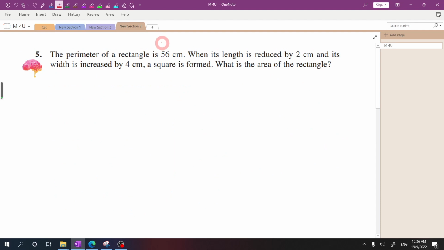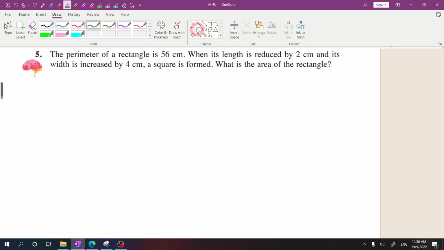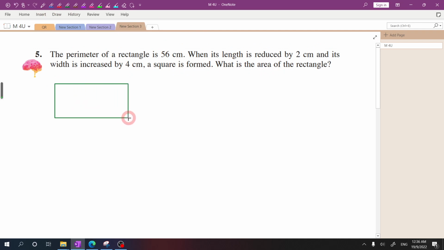Okay, now let's try the last question for this video. The perimeter of a rectangle is 56 centimeters. When its length is reduced by 2 centimeters and its width is increased by 4 centimeters, a square is formed. What is the area of the rectangle? Let me sketch a diagram for you first.